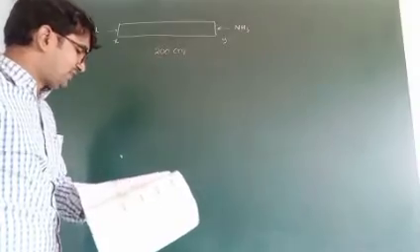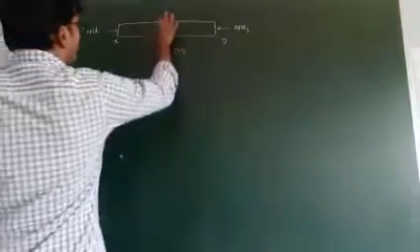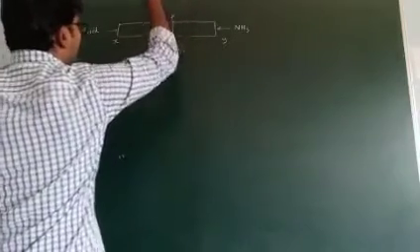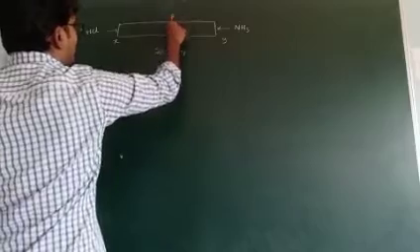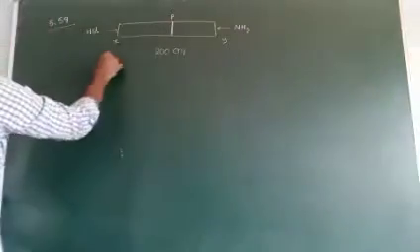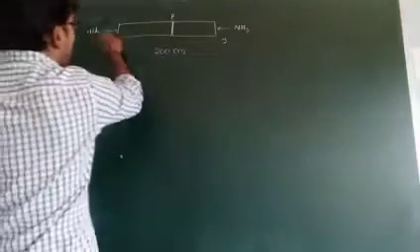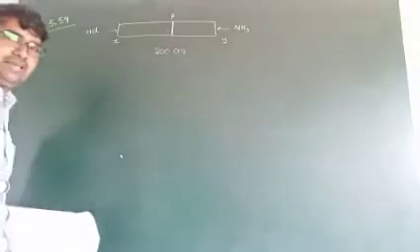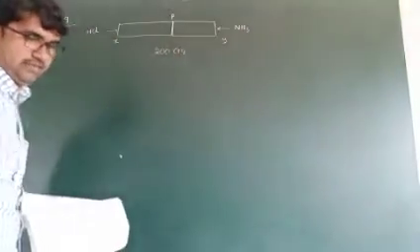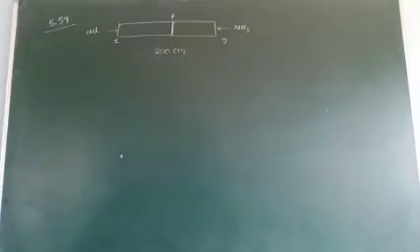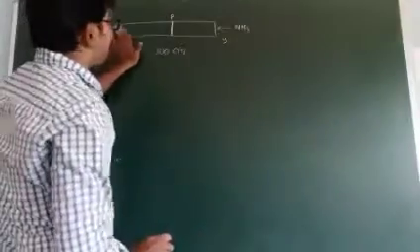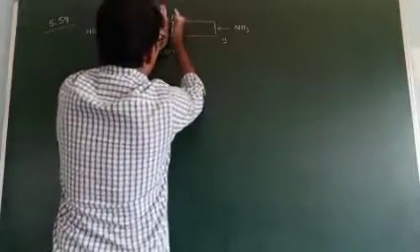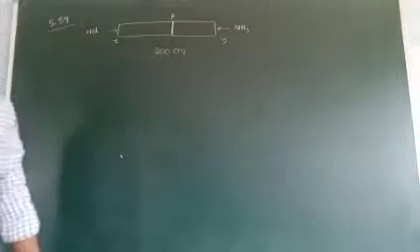White fumes first appear at a point. For example, this is taken as point P. White fumes are formed here. White fumes mean the HCl gas and NH3 gas have touched and are involved in a chemical reaction. From one end HCl gas is passing, from the other end NH3 gas is passing. The two gases meet at point P.